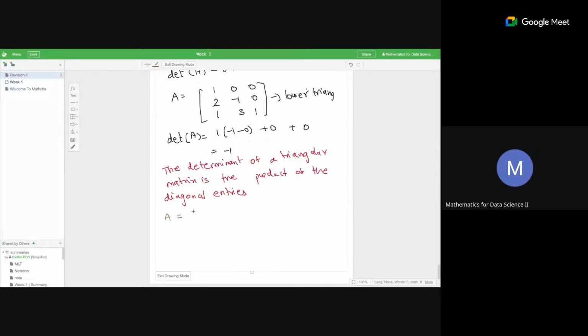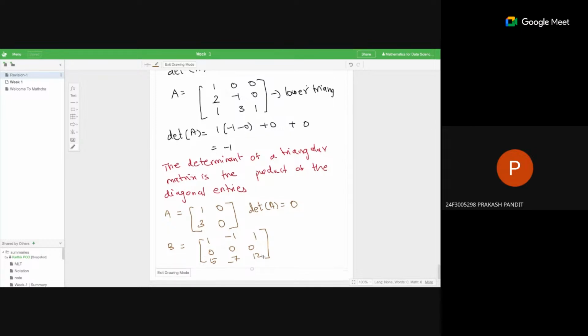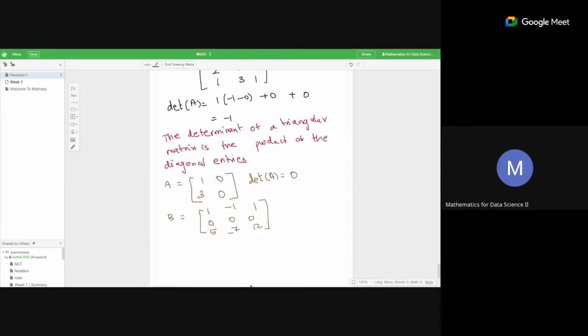So now let us look at another specific case. Let us say you have a matrix like this. What do you observe? One of the columns is completely 0. So what is the determinant of this matrix? 0. Now suppose you have a matrix with rows 1, minus 1, 1, 0, 0, 0, 5, minus 7 and 12. What's the determinant of this matrix? 0.